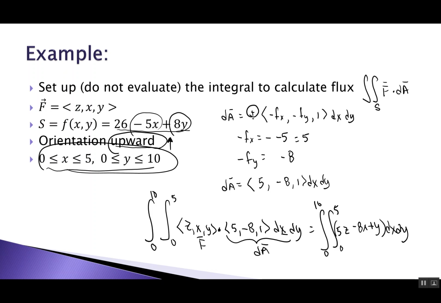So we calculate our dA by the formula. Just know this. Just know it. You don't have to go through all that work every time. Just know that it's negative fx, negative fy, 1, and then it's either plus or minus depending on your orientation.